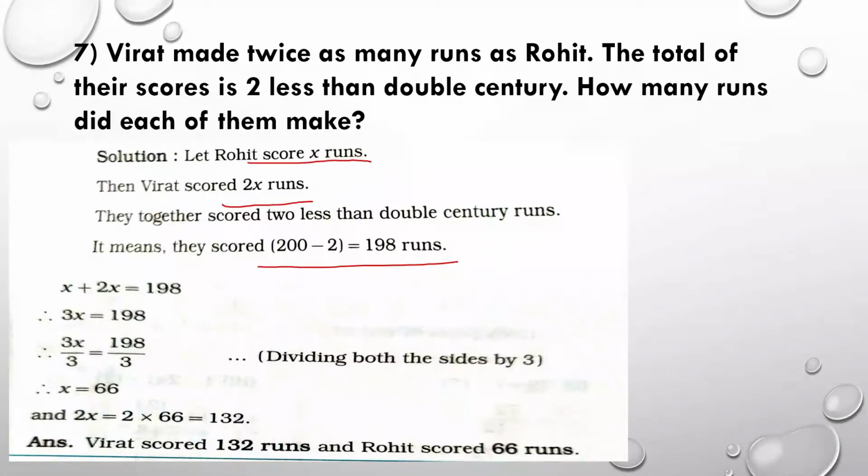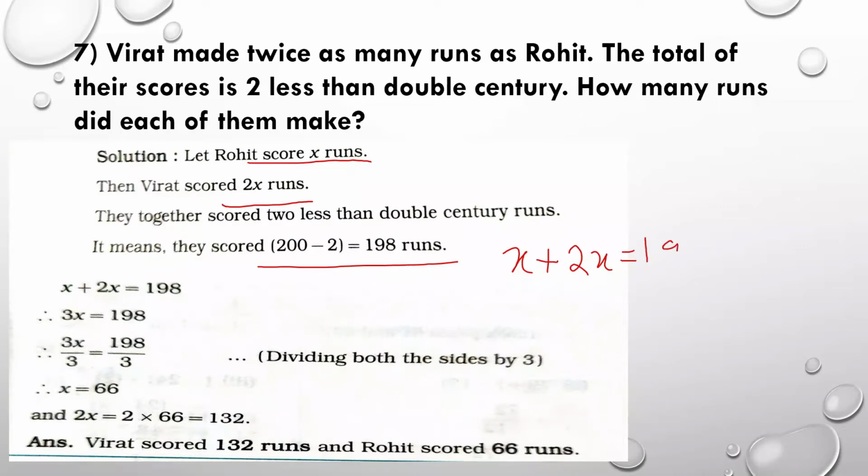So x is Rohit's score, plus Virat's score. Altogether, both of them together scored, so plus, Virat's score is 2x. Okay. And the total of their score is 2 less than double century. So it is equal to 198.